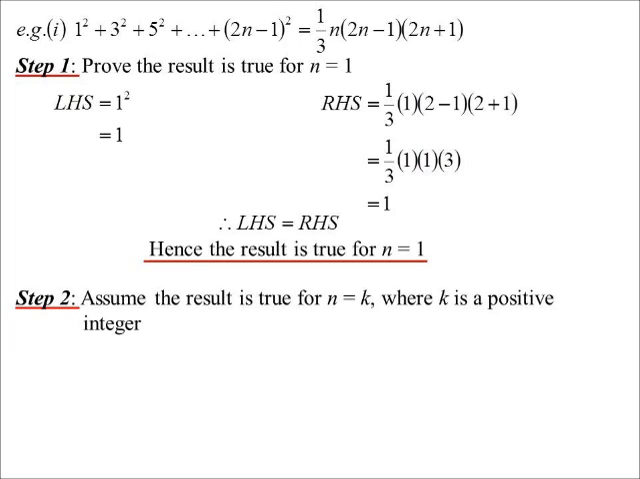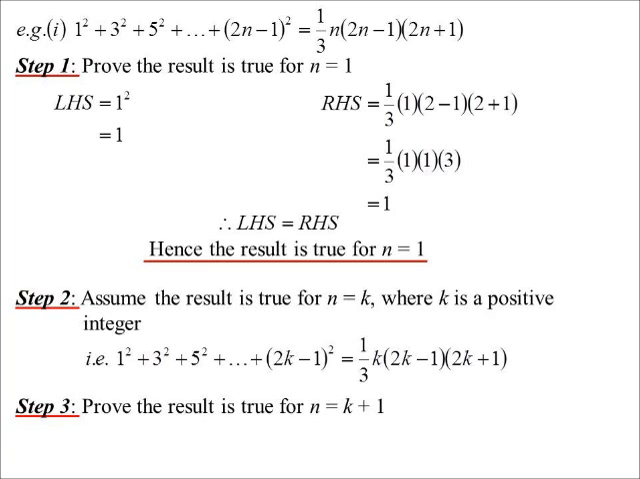So I'm going to assume it's true for n equals k. In this case, all k has to be is a positive integer. So k is some positive integer. I like to write down what it is I'm assuming so I can see it clearly. Basically, it's the question, but instead of using n, I'm using k. So that's what I'm assuming to be true.